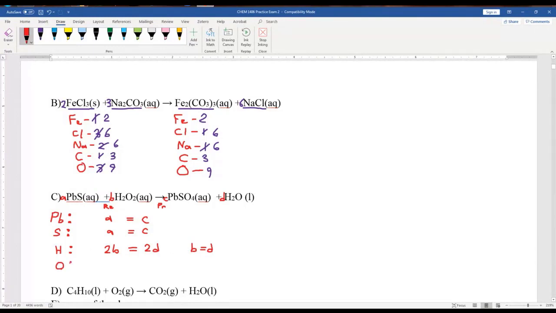So now I have oxygen. Oxygen, on the reactant side, all the oxygen is in H2O2. There are 2 oxygens, so it's 2B. And on the product side, there are 4 oxygens in PbSO4, so it's 4 times C. And there is 1 oxygen in water, so it's plus D, plus 1D. So here are my equations. A equals C and B is equal to D. And 2B is equal to 4C plus D.